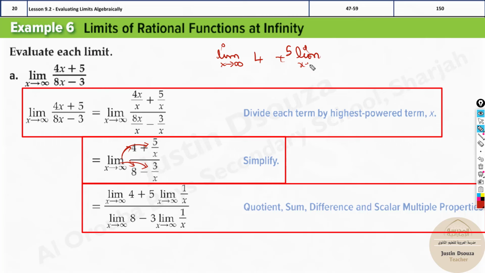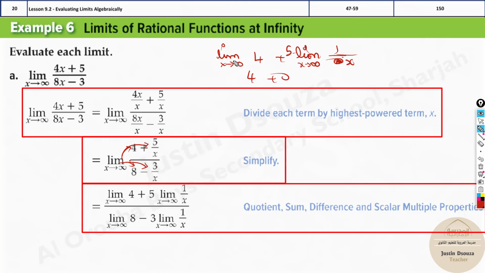Limit as x tends to infinity, 1 by x. This is 1 by x. And in everything you write, the limit of any constant is the constant itself. This limit as x tends to infinity for 4 is 4. Here this is 0, so 5 times 0 is 0.